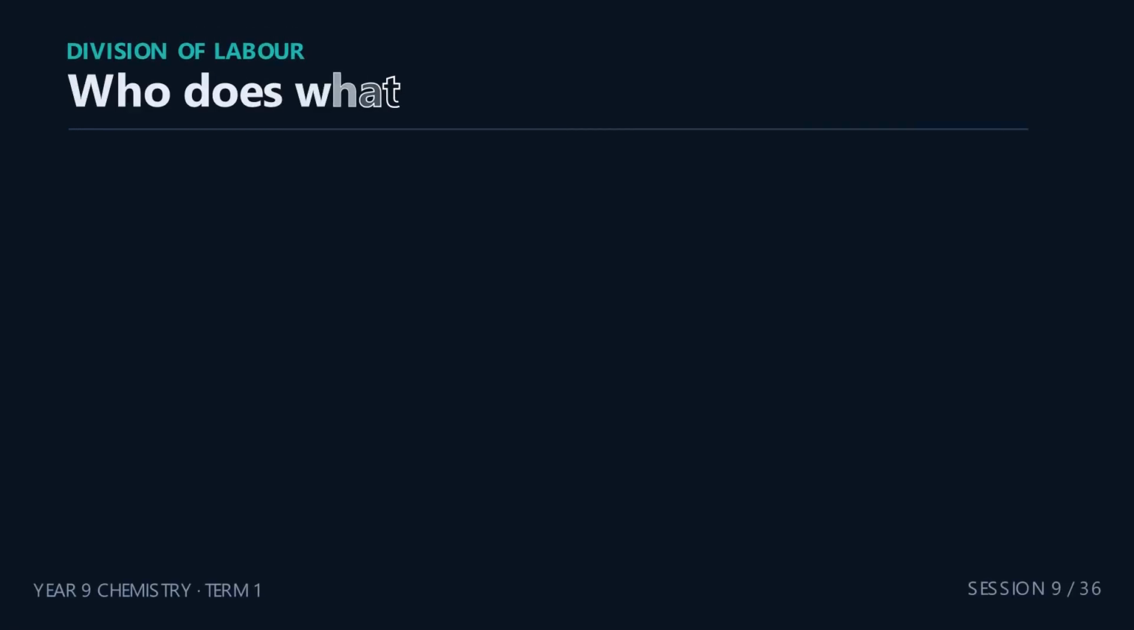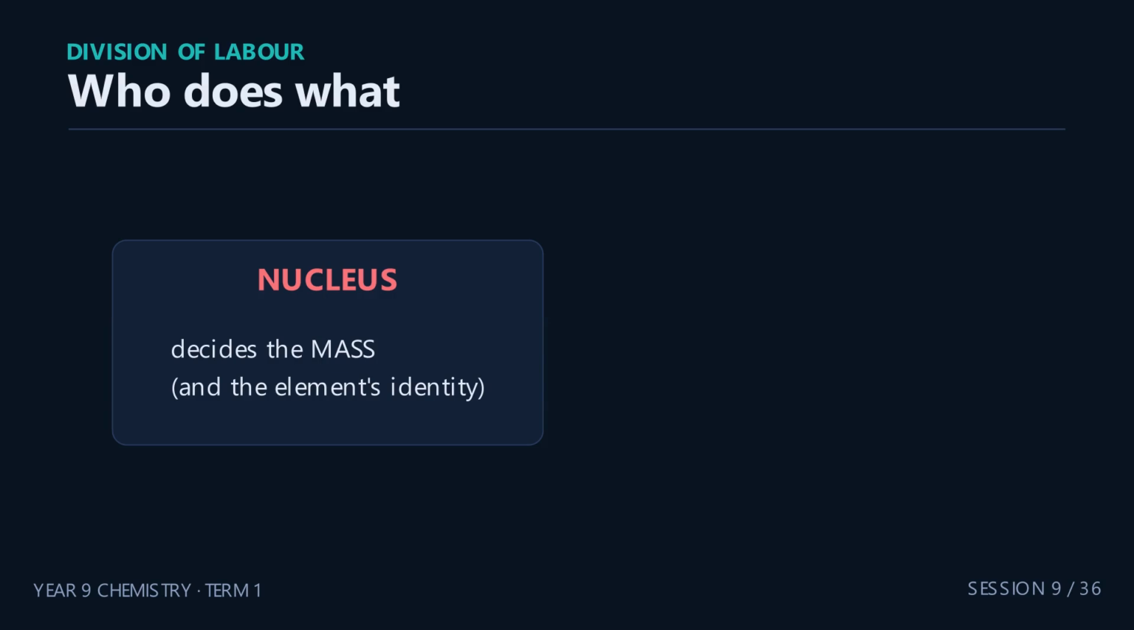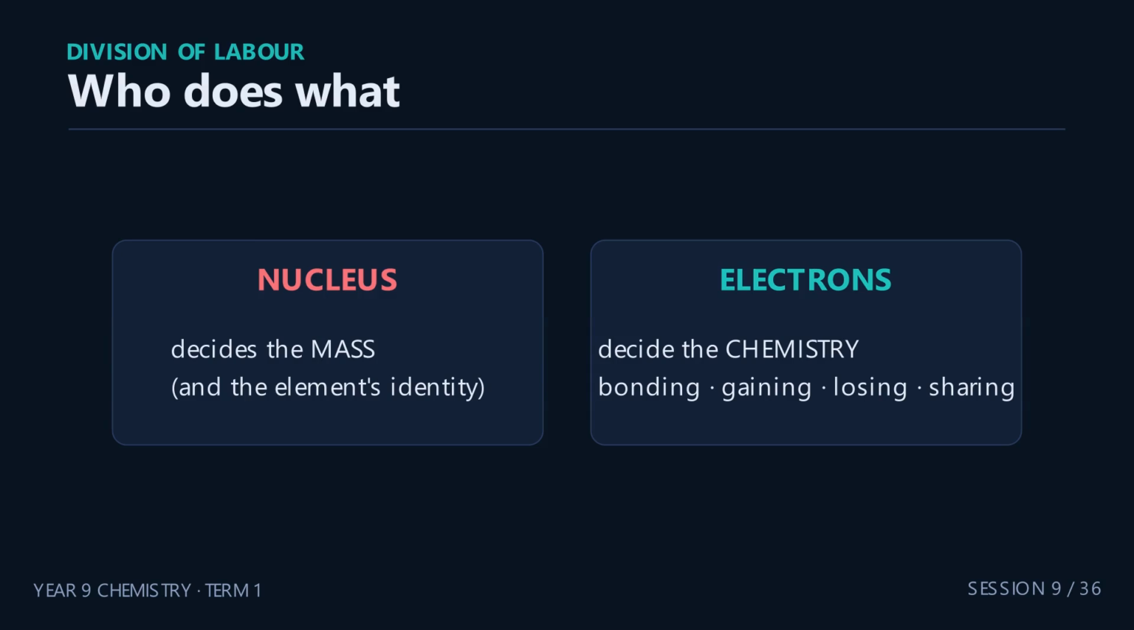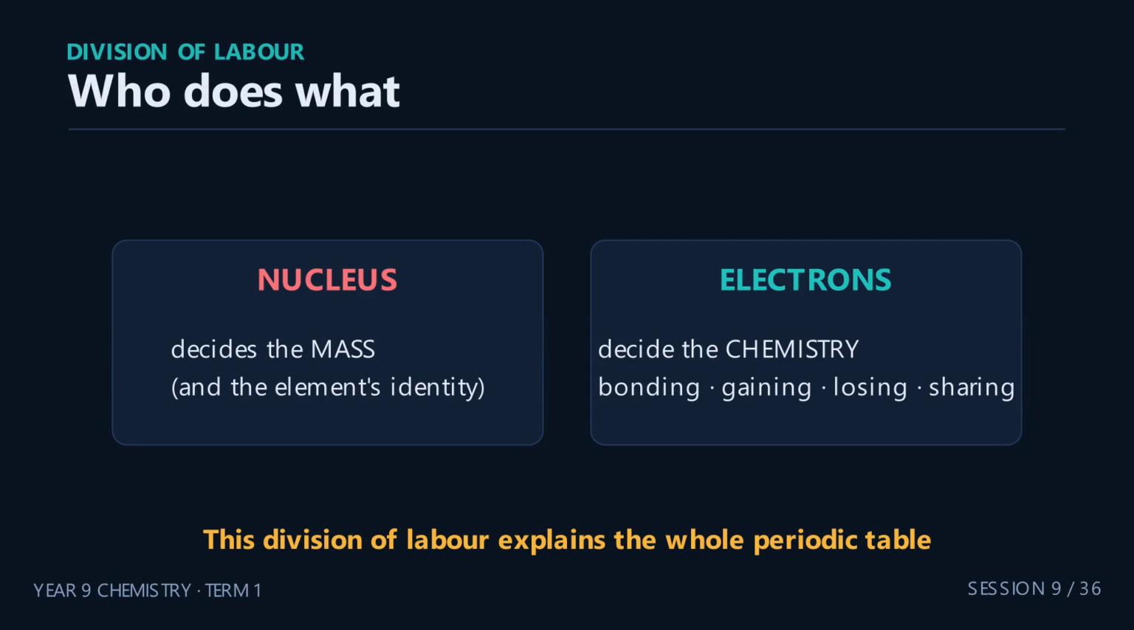One more idea to file away. The nucleus decides the mass, but the electrons decide the chemistry. Almost everything an atom does in a reaction, bonding, gaining, losing, sharing, happens with its outer electrons. Remember that division of labor. It will explain the whole periodic table.